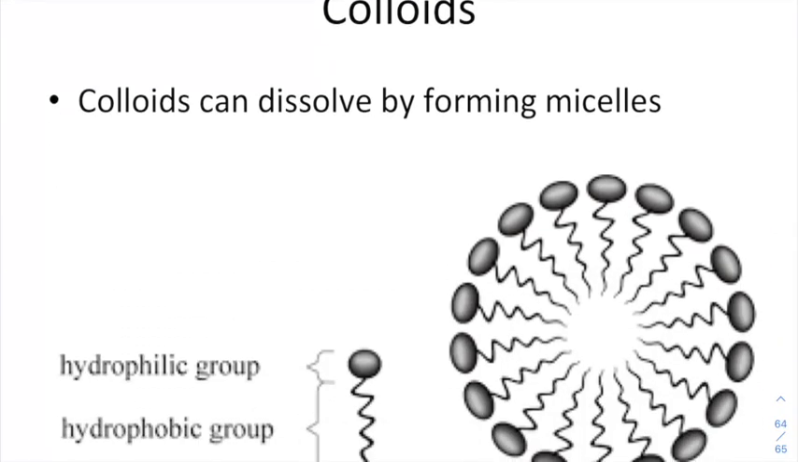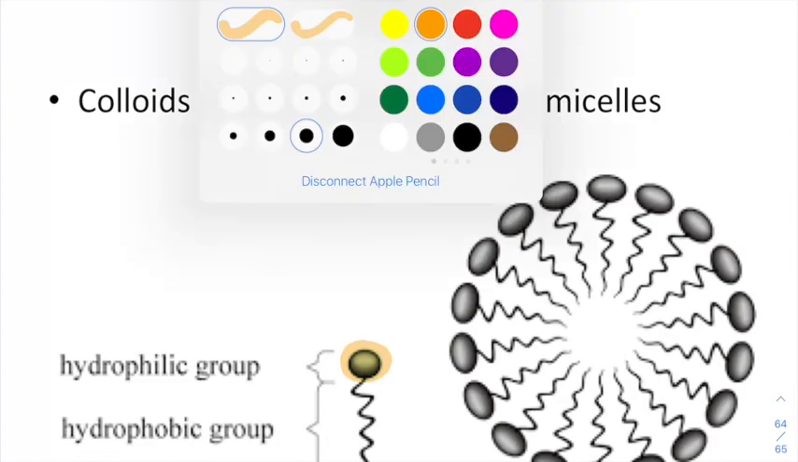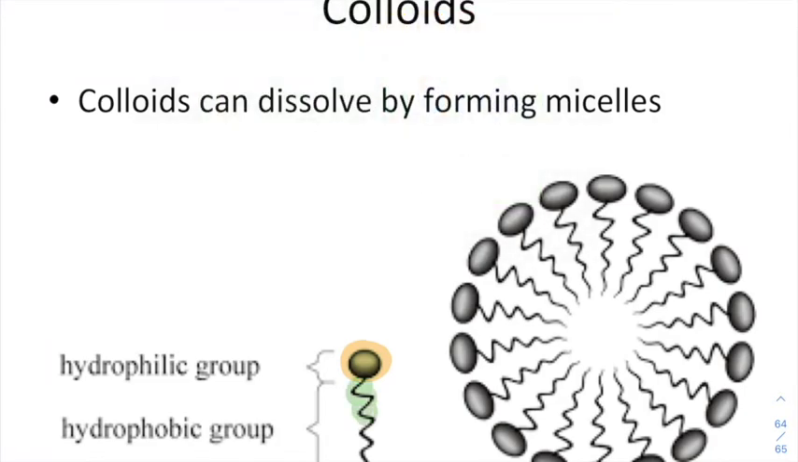So there's another type of colloid, and that is a micelle. Sometimes we have colloids that dissolve by forming micelles. And this micelle is formed from a very special type of molecule. Those of you who've had biology may have seen something like this in your bilipid layer. So here we have what we call a hydrophilic group. Hydrophilic means water-loving. And over here, we have hydrophobic. So this area down here is a group that hates the water.